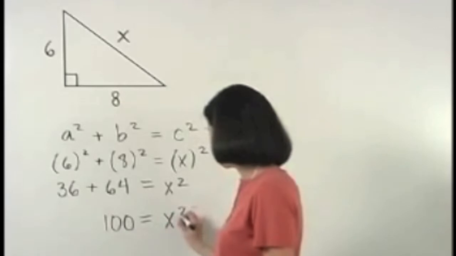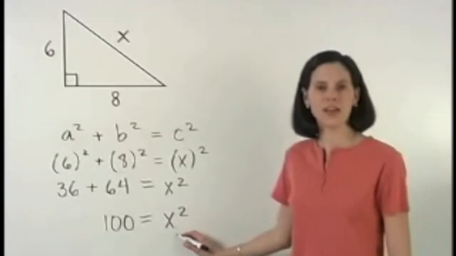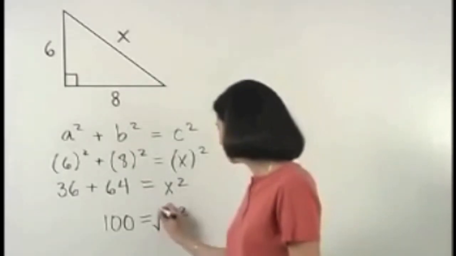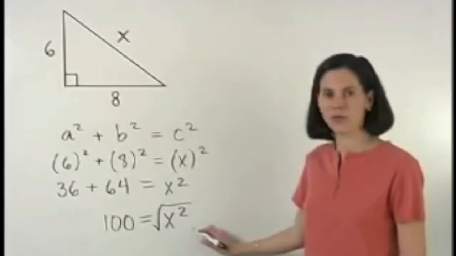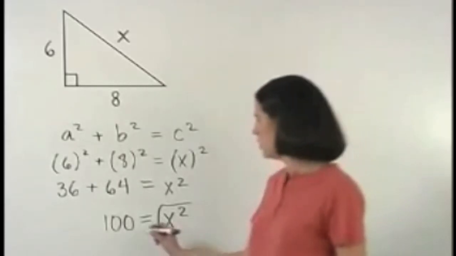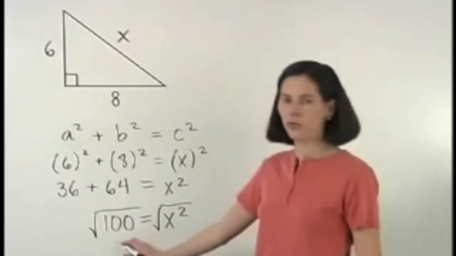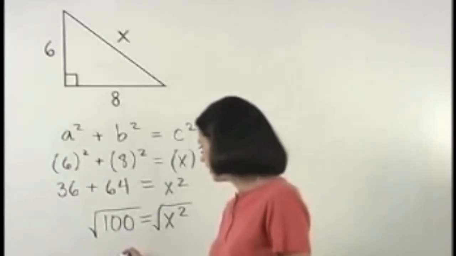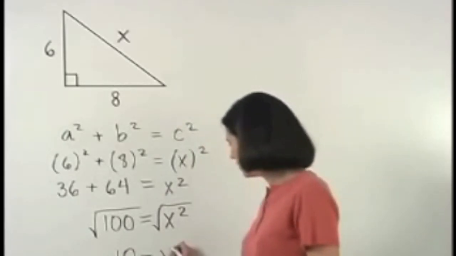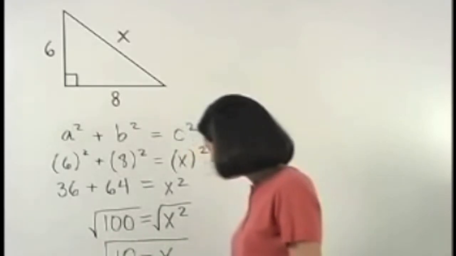equals x squared. Now to get x by itself, since x is being squared, we must take the square root of x, and if we take the square root of the right side of the equation, we must also take the square root of the left side of the equation. On the left, the square root of 100 is 10, and on the right, the square root of x squared is x. So our answer is 10 equals x.